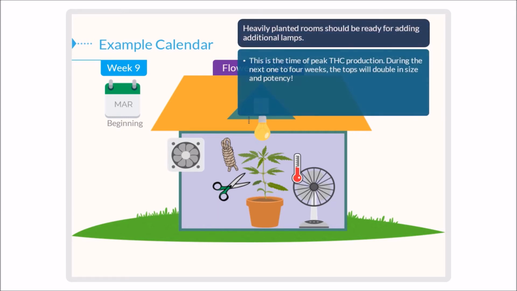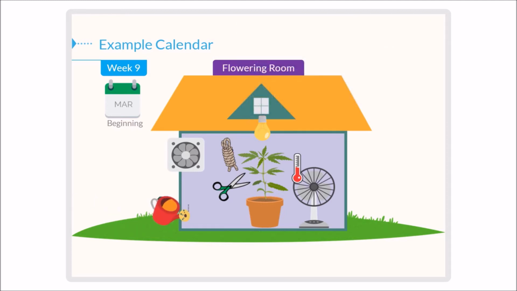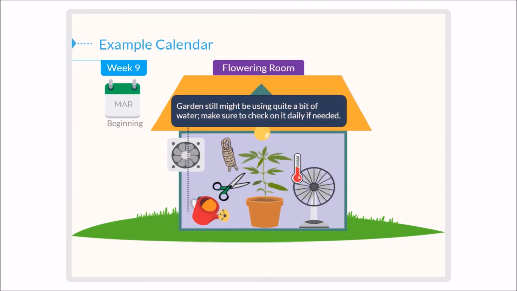This is the time of peak THC production. During the next 1 to 4 weeks, the tops will double in size and potency. Lower leaves may yellow. If many leaves are yellowing, fine-tune the checklist. After fine-tuning the checklist, remove yellowing leaves only if they are clearly going to die. Gardens still might be using quite a bit of water. Make sure to check on it daily if needed.